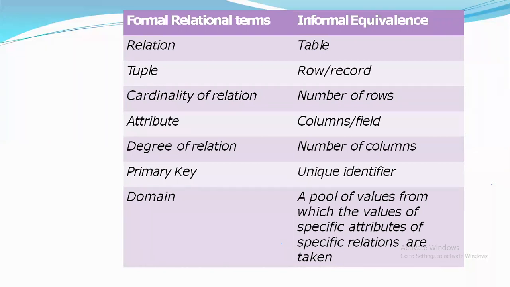We use some technical terms in the relational model. First, relation: instead of calling it a table, we use relation. Similarly, tuple instead of row. Cardinality is nothing but the number of rows. Attribute, columns. Primary key: each table must have at least one unique attribute, and that unique attribute is called the primary key. And domain, the pool of values. That pool of values we call a domain. So these are some technical terms used in the relational model.